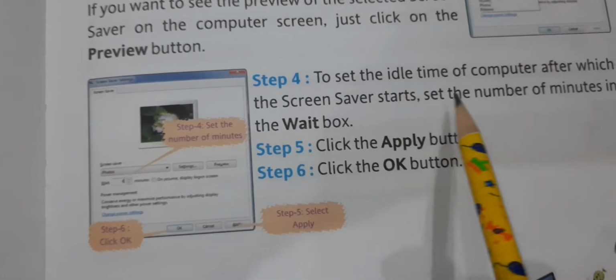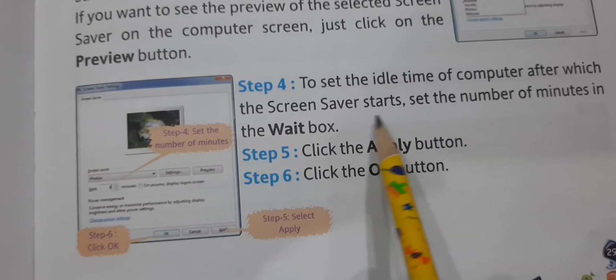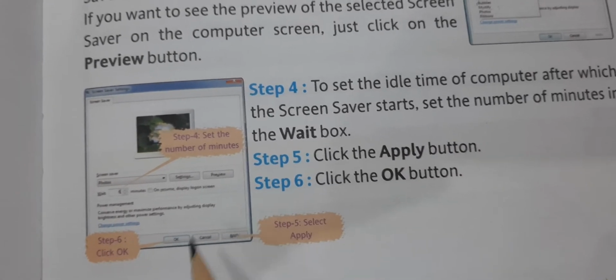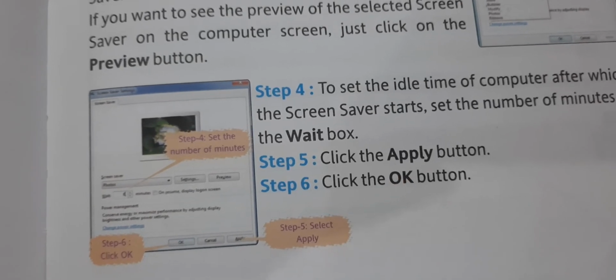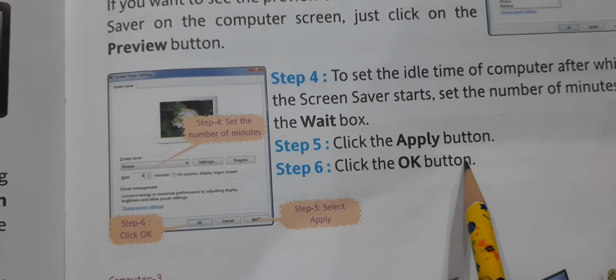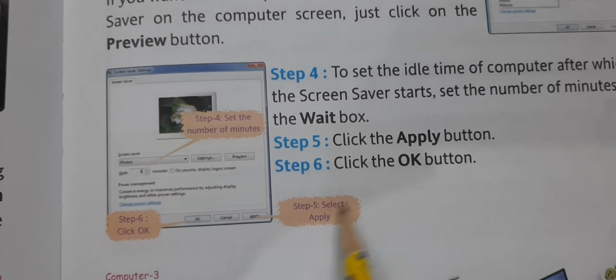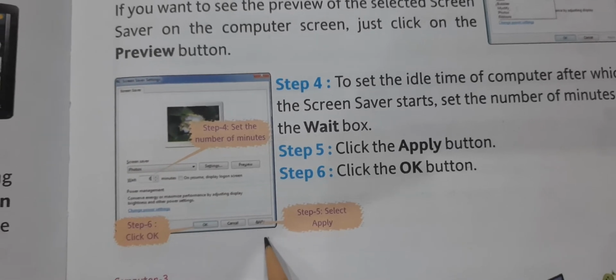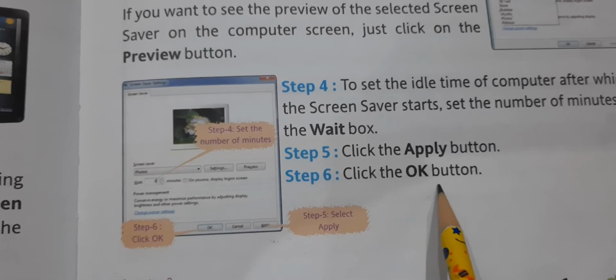Then we will set the idle time of the computer after which the screensaver starts. In the video, if you notice, I have set the time as 1 minute. You can set more time. Then you will click the Apply button and click the OK button. You need to click on this Apply button also. It is essential that you click on this and then you will click OK.